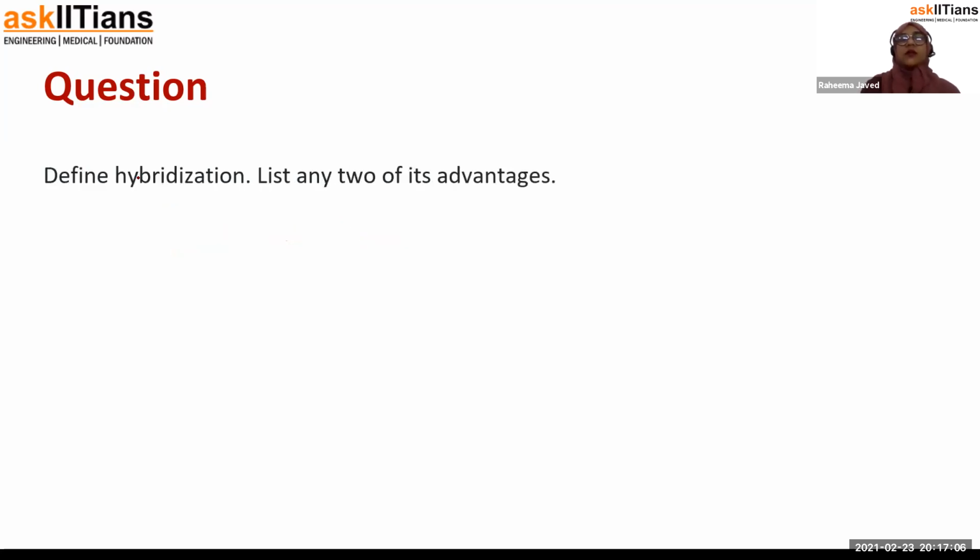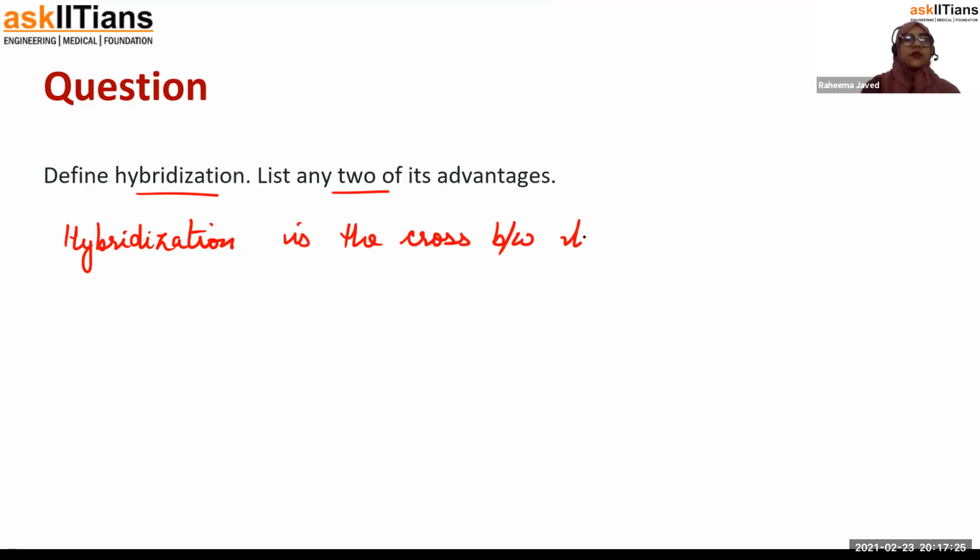Then the next question is about hybridization, and we have to also list two advantages of hybridization. So hybridization is the cross between two different varieties having desirable characteristics.